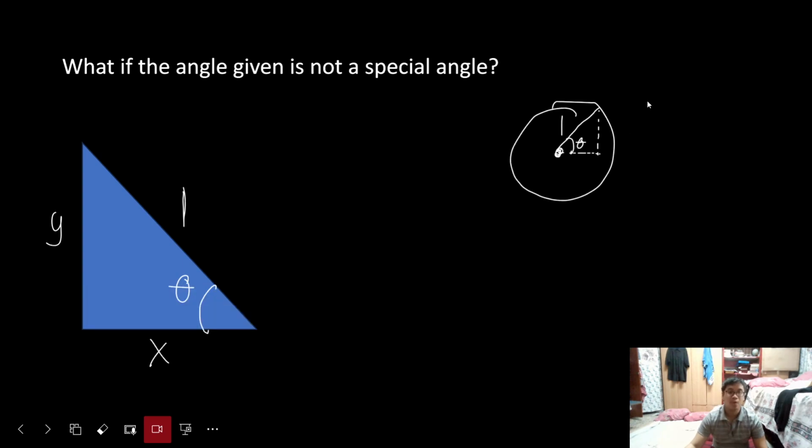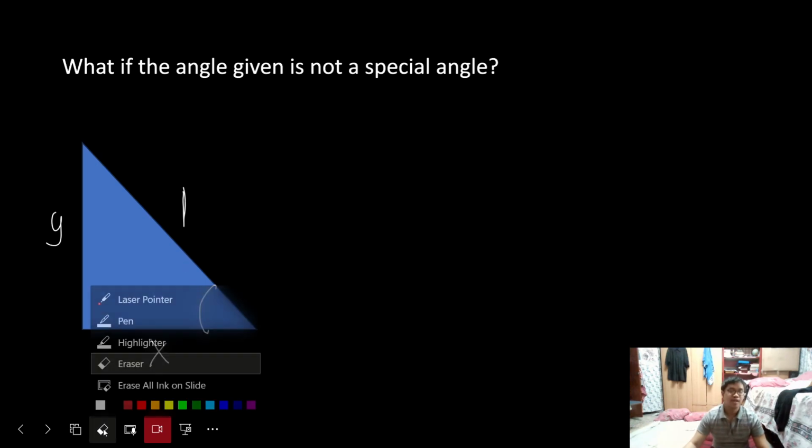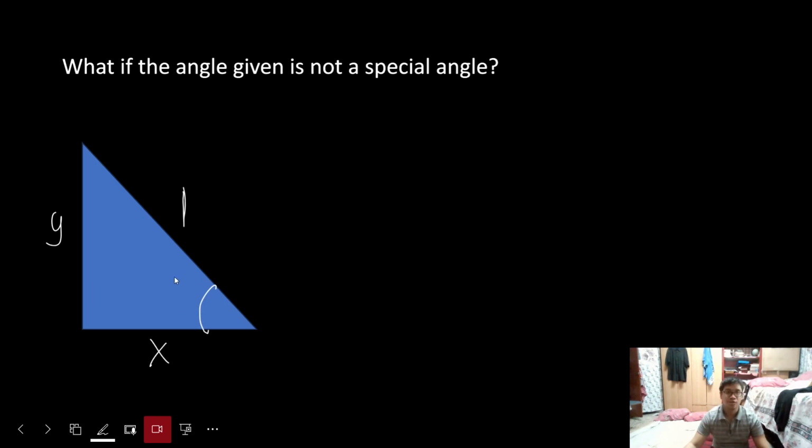Let's see what will happen if the angle given is not a special angle. Let's say this is 40 degrees. So let's find our x component. Remember that in the unit circle, you can find your x component by using the cosine function. Now let's take a look. What is cosine 40 degrees?